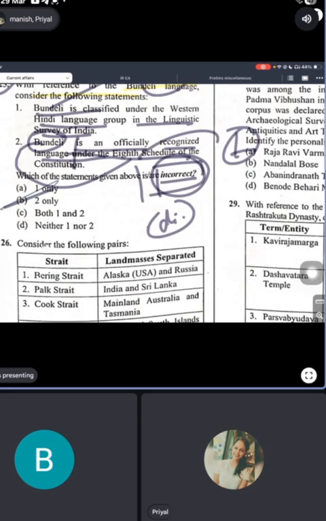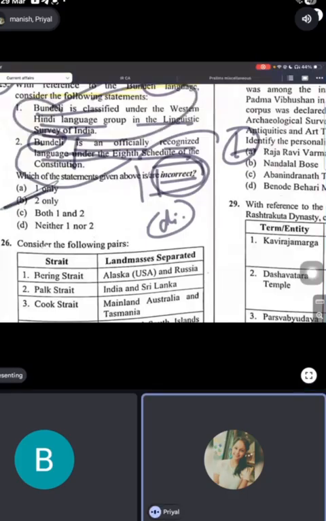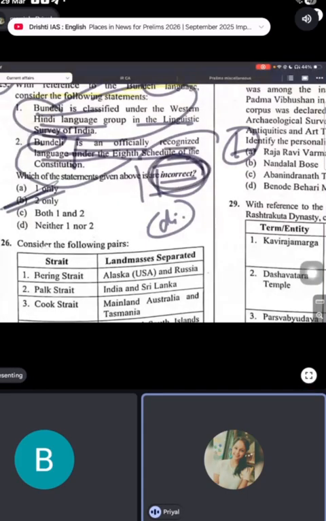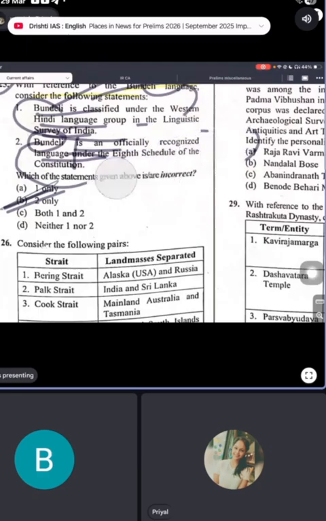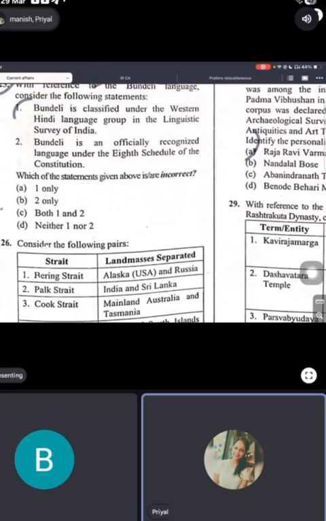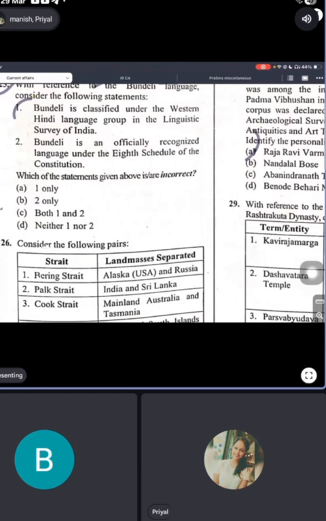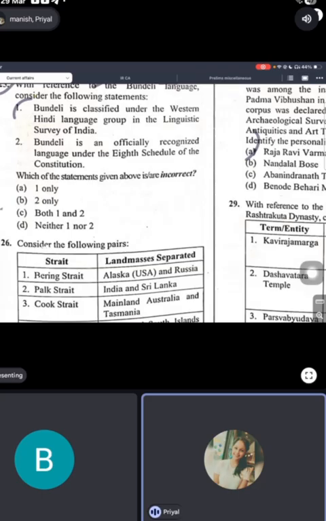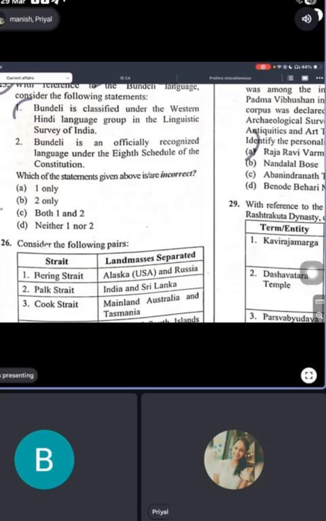And I told you, out of the two statements, if one is wrong, then one is right. So this is right and two is wrong. I thought Bundeli is a language, not a dialect. No, Priyal, Bundelkhand is in Madhya Pradesh only. So it is a dialect, basically a local dialect. Local people speak that. They don't have a written one. Yes, it is an MP dialect, right? Yes, so they are basically that only.